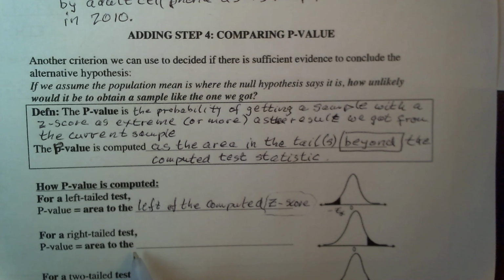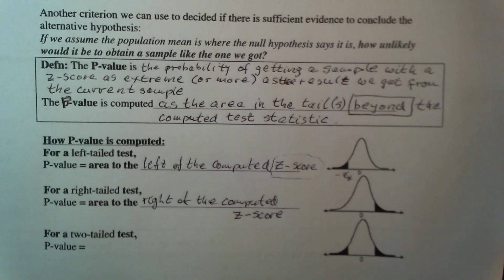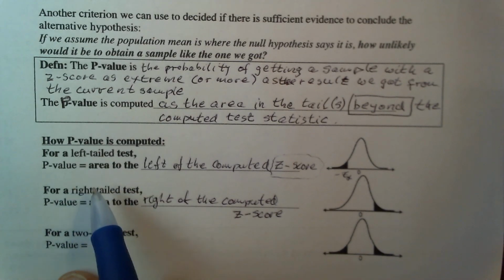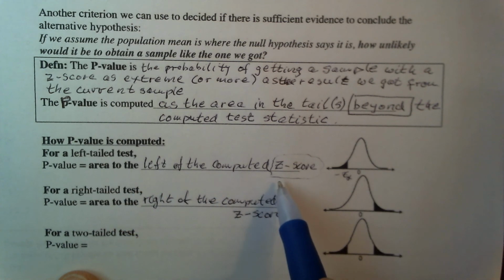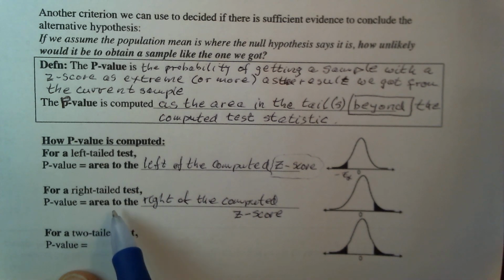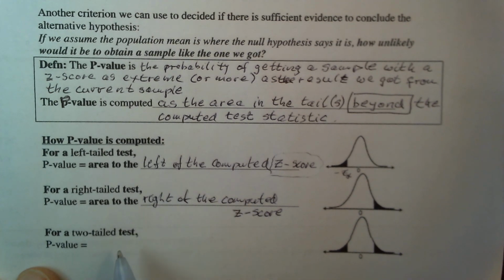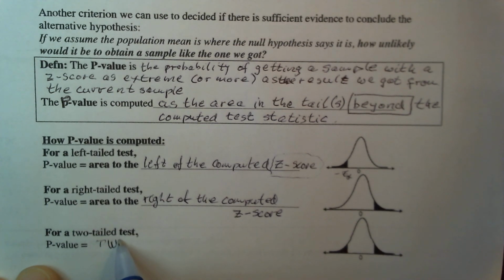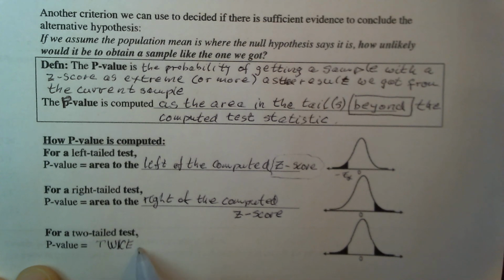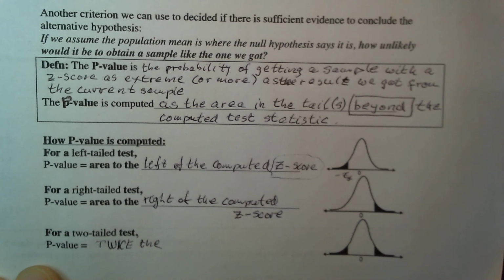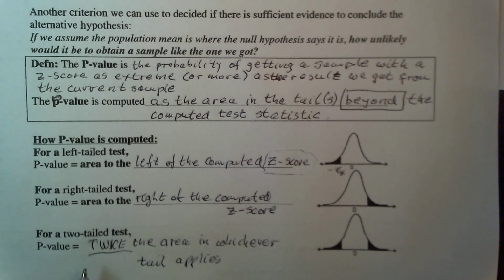Similarly, for a right tail test, the p-value is the area to the right of the computed z-score. So again, the p-value is computed for a left tail test as the area to the left of the computed z-score or test statistic, and for a right tail test, it's the area to the right of the computed z-score or test statistic. Now for a two-tailed test, the p-value is twice the area. So for a two-tailed test, the p-value is twice the area in whichever tail applies.